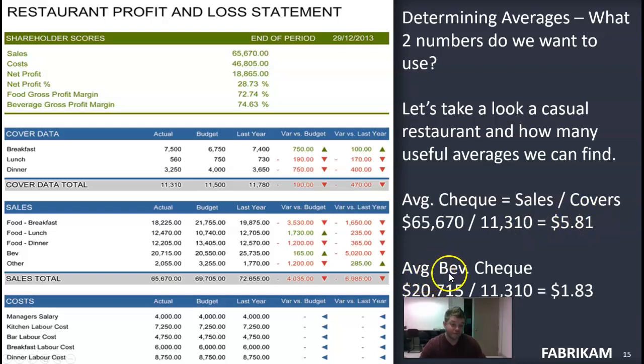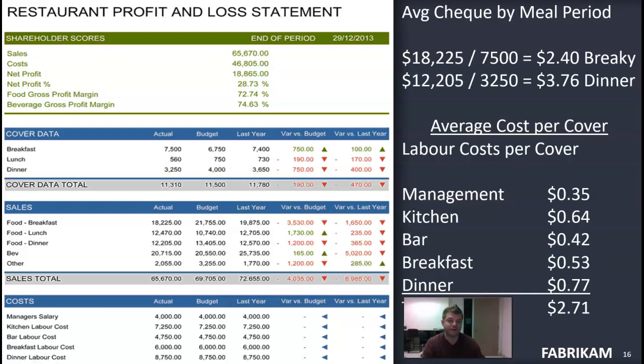You can look at average beverage check. So taking a look at just the beverage amount, of that 65,000, 20,715 was earned through beverages. Divide that by that cover count. On average, everyone comes in and spends $1.83 on beverages. So we can really start breaking down all of these different sets of data.